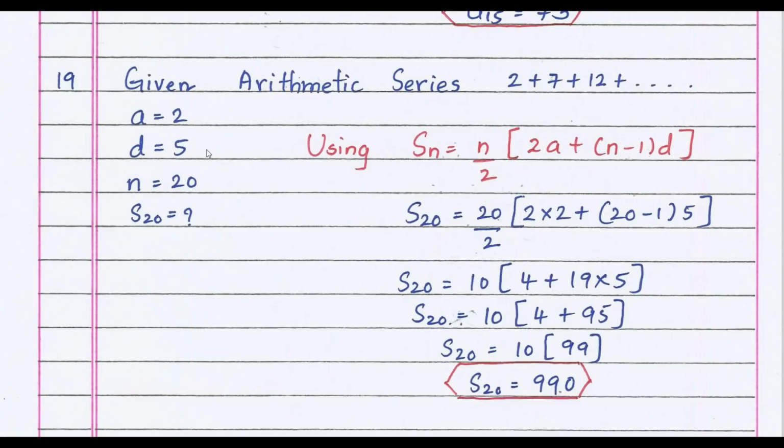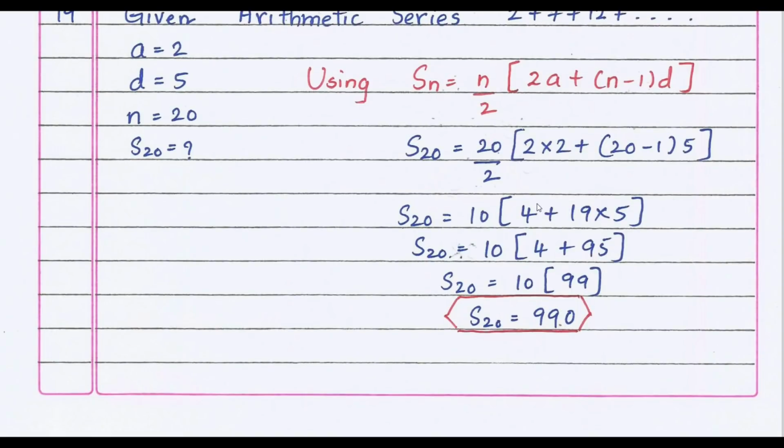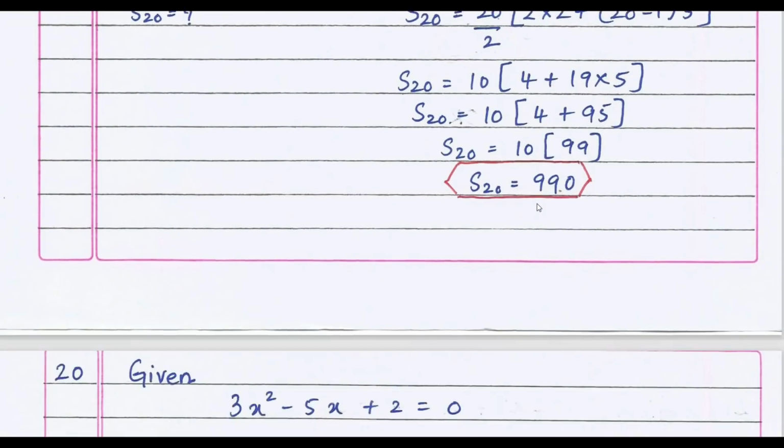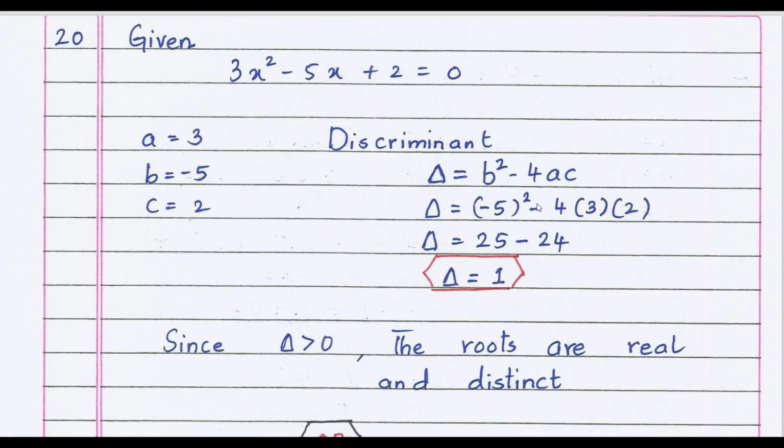A equals 2, d equals 5, n equals 20, using Sn equals n by 2 into 2a plus n minus 1 into d. Substituting the values we get the sum of 20 terms is 990. Moving to question number 20.